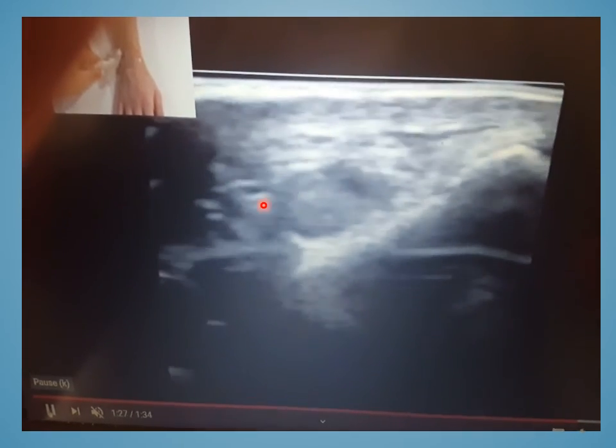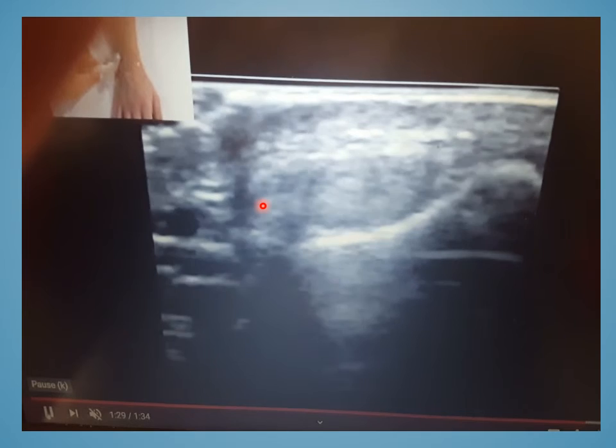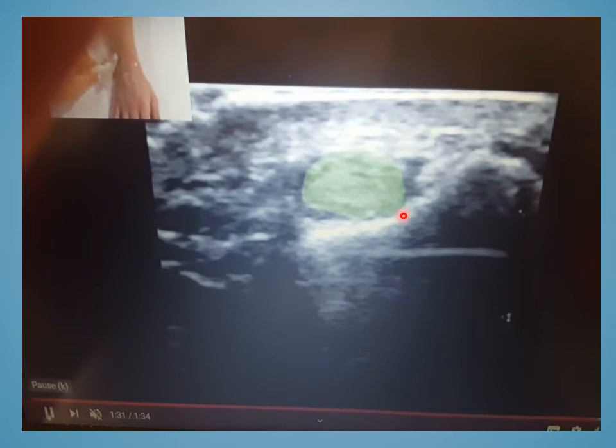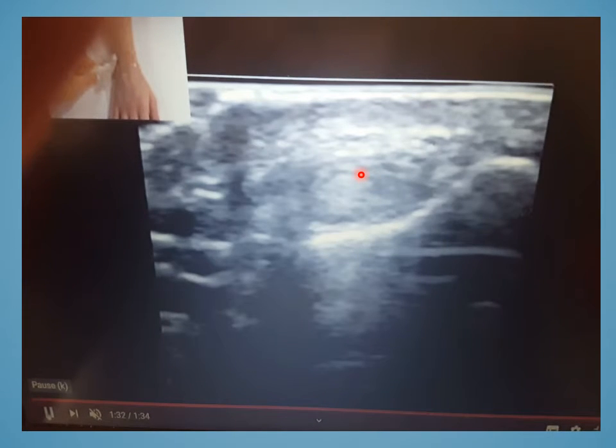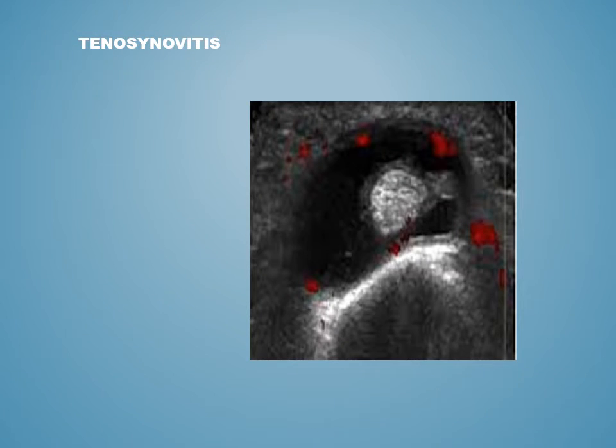Then moving to the ulnar aspect, we see the extensor carpi ulnaris, which is the sixth compartment. Moving on to the most common pathologies, first of all is the tenosynovitis, where we can see fluid surrounding the tendon with increased vascularity. Sometimes we see there is increased thickness in the tendon itself.